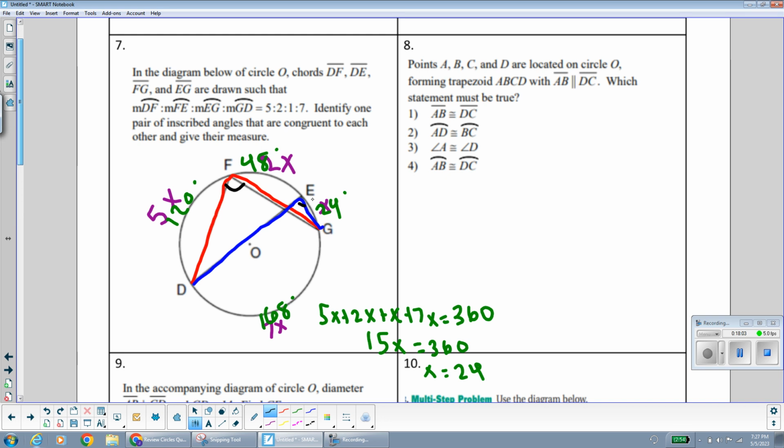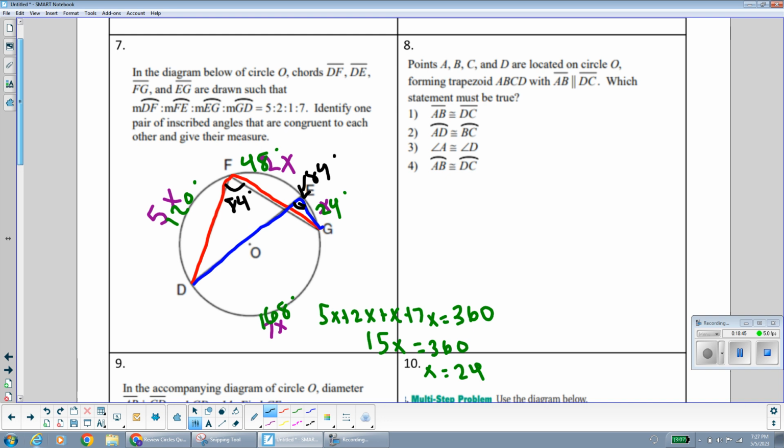So these are 2 inscribed angles. Their vertexes are on the circle. They're 2 inscribed angles that intercept the same arc DG, so they do have to be congruent to each other. And since they both intercept arc DG, which is 168 degrees, 168 degrees divided by 2 would be 84. So both of these angle measurements would be 84 degrees, as inscribed angles are half the measurement of their intercepted arcs. It's not the only pair of congruent inscribed angles here, but it only asks for one example.